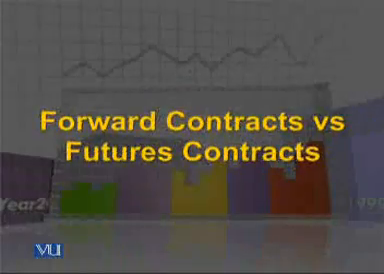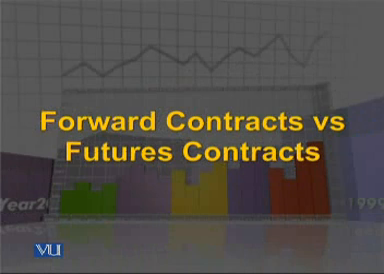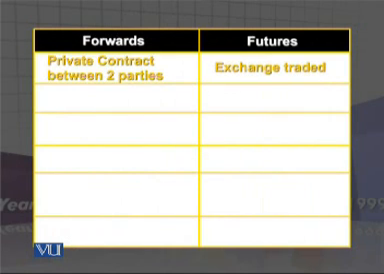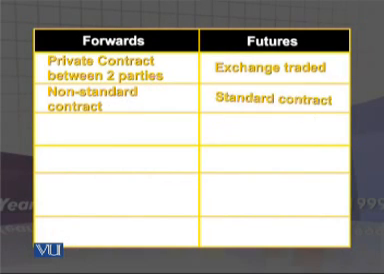But this is how you keep improving financial products, by coming up with much better products. So if we were to look at forwards and futures, forwards would be a private agreement between two people. Futures would then be an exchange-traded contract. In a forward, you would have a non-standard contract. In a futures, you would have a standardized contract.